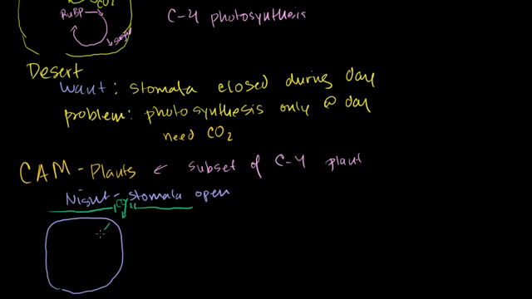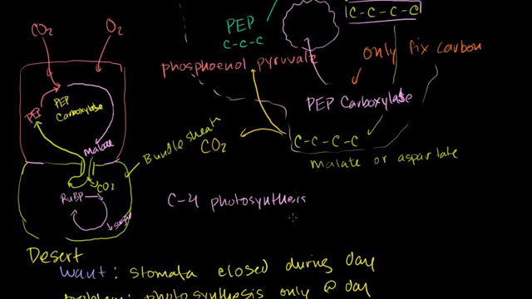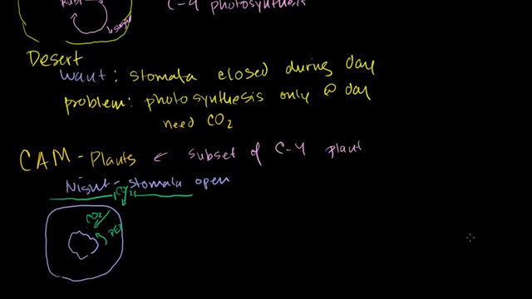So you have your CO2 come in, and you have your PEP. It's all facilitated by PEP carboxylase. That's the enzyme that can only react with CO2, not with oxygen. And then that is used to produce, as we saw in our C4 diagram in the last video, malate, a 4-carbon molecule.